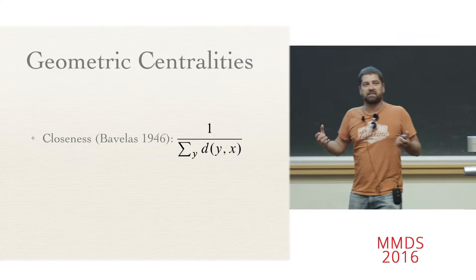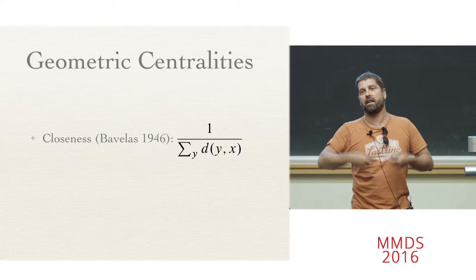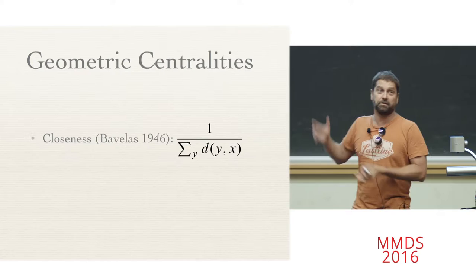Let's call this number peripherality. If you have a large peripherality, you're not very central. It means that a lot of nodes are very far from you. So since you want a higher score for a central node, you take the reciprocal.